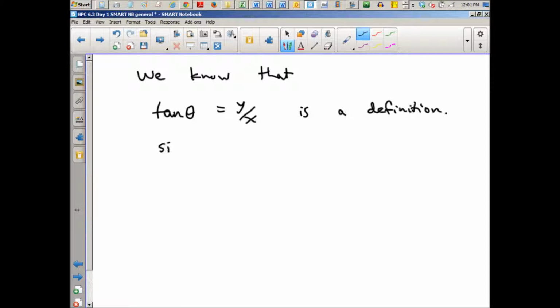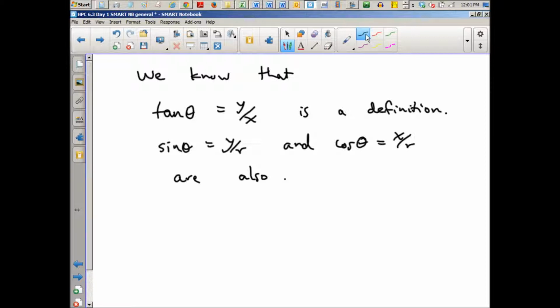We also know that sine theta equals y over r and cosine theta equals x over r are also definitions. They're both just definitions. I don't need to prove that to you. You can just look it up. So I cannot change them. Those are just facts. But I can combine them or manipulate them. So what I'm going to do is take these definitions, which are just facts that nobody can contest, and use them in my proofs.